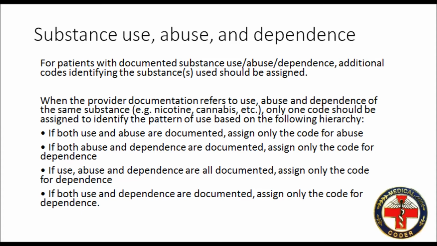When the provider documentation refers to use, abuse and dependence of the same substance, for example nicotine, cannabis, etc., only one code should be assigned to identify the pattern of use based on the following hierarchy. If both use and abuse are documented, assign only the code for abuse. If both abuse and dependence are documented, assign only the code for dependence. If use, abuse and dependence are all documented, assign only the code for dependence. If both use and dependence are documented, assign only the code for dependence.